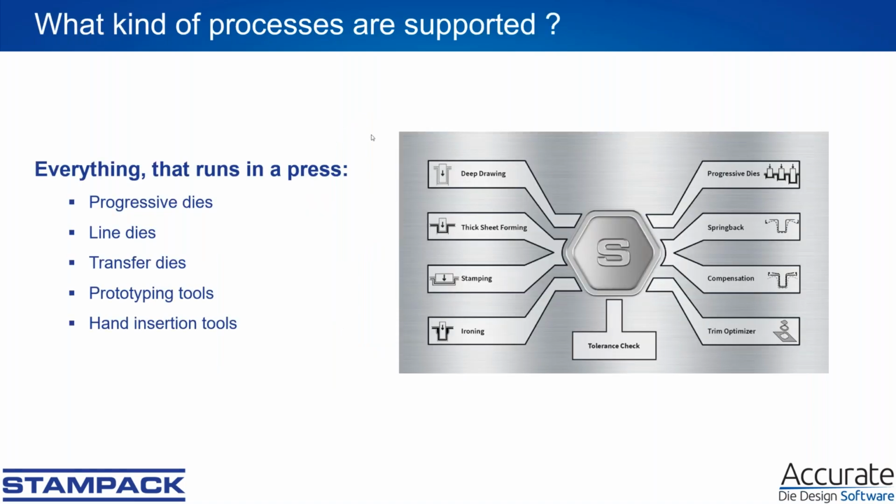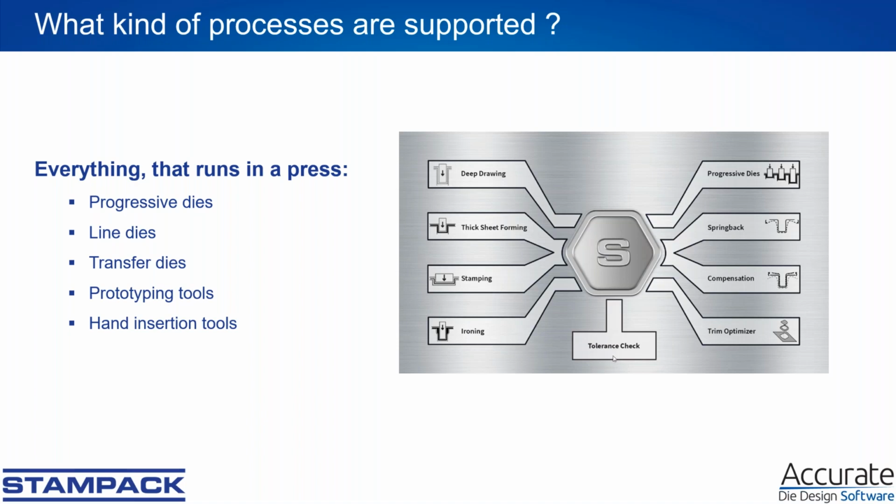What kind of processes are supported by Stampack? Basically, I would say everything running on a press. So progressive dies, line dies, transfer dies, no matter, prototyping tools, hand insertion tools. And just to give you an overview about the processes we cover, you can perform classical stamping, deep drawing. You can also make really heavy ironing and compression along the thickness. And Stampack also supports trim optimization, springback compensation, and what I like best, you can check your tolerances in Stampack.